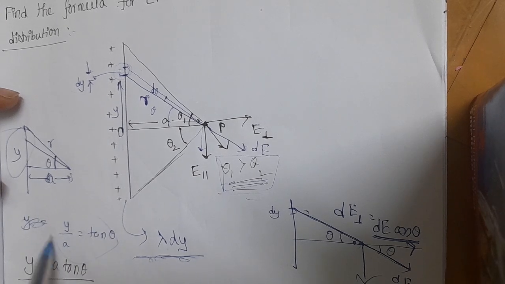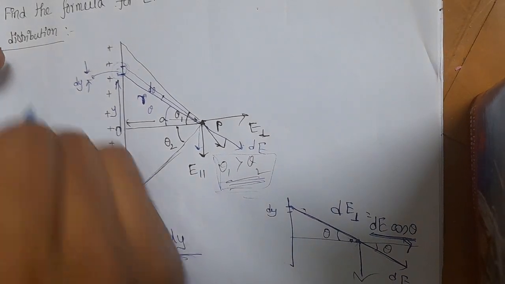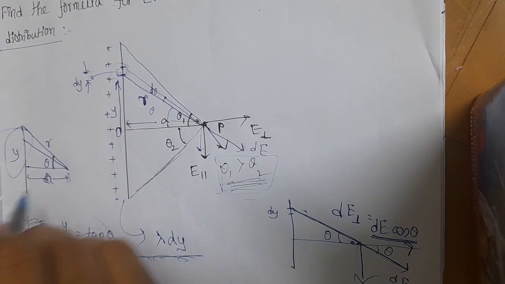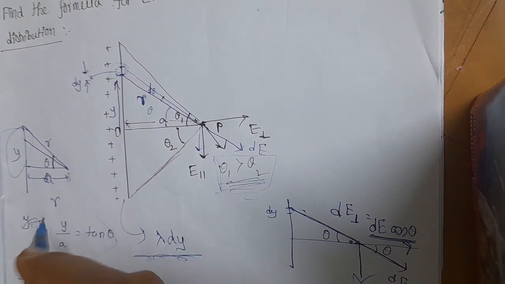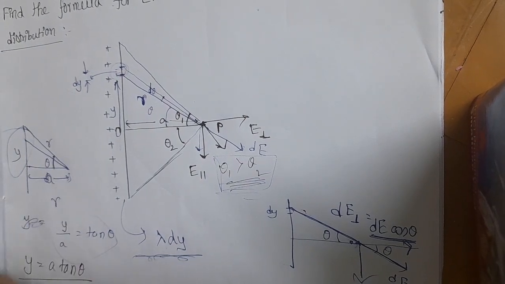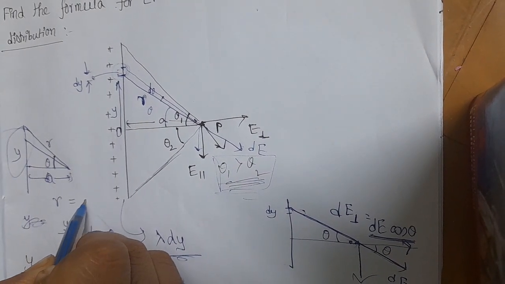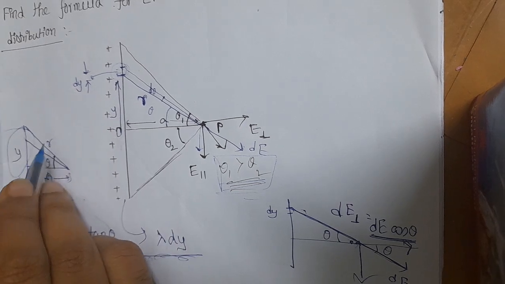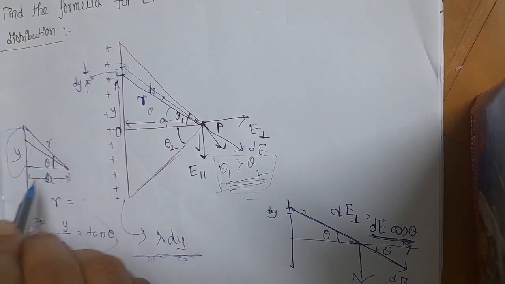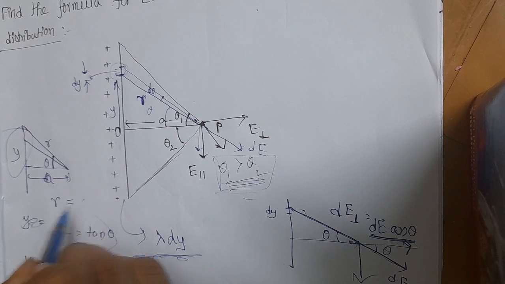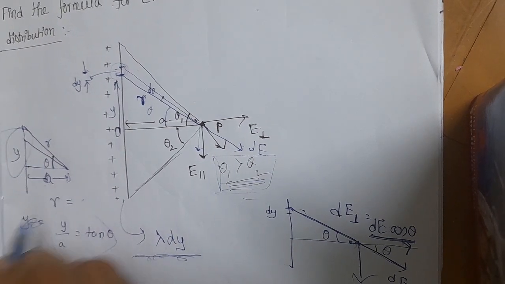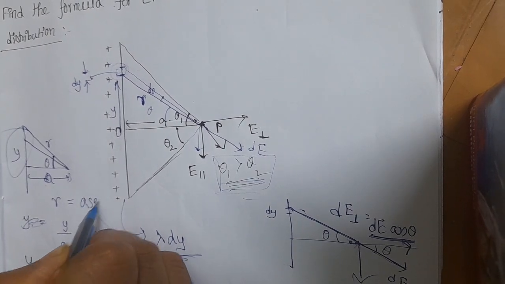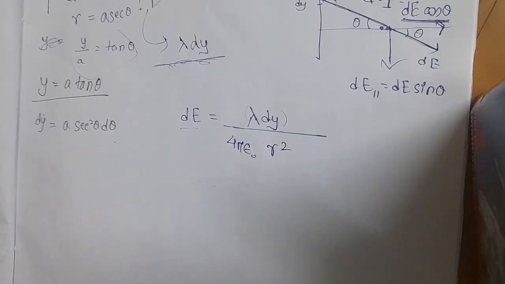In a similar way as I use this, I can write this r as... if I can write a as r cos theta, I can write r as a sec theta. Okay, if you don't believe me, verify it.